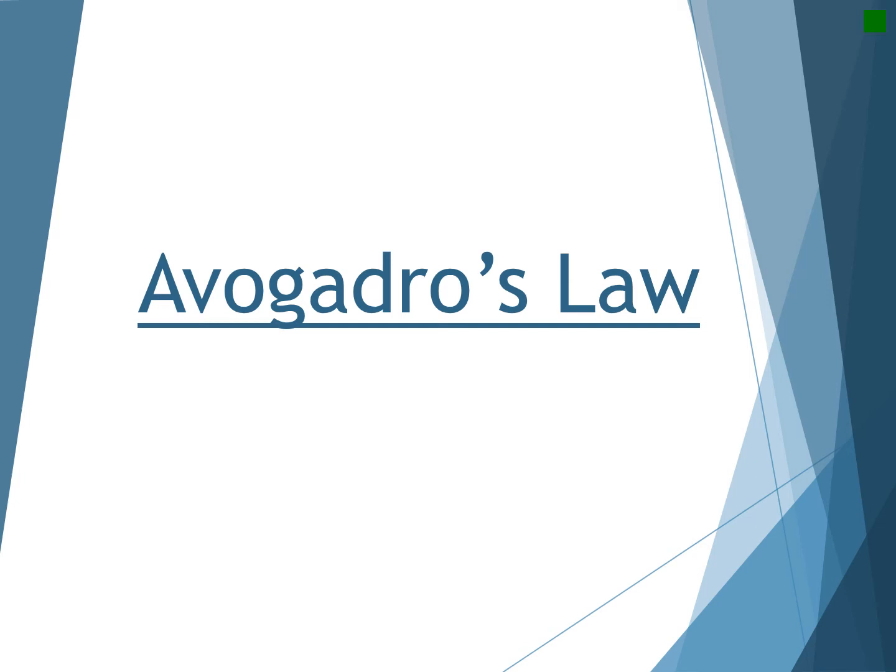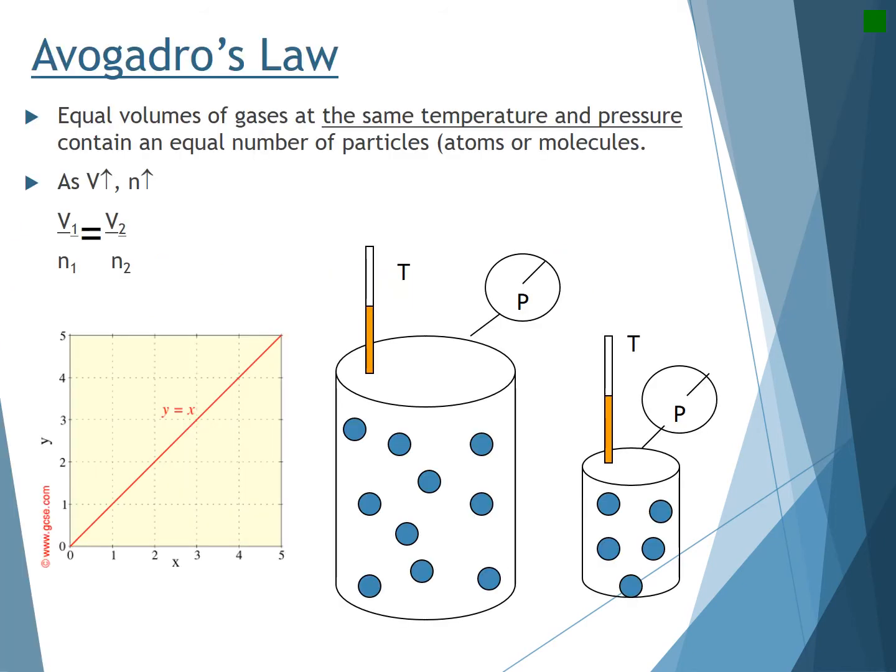All right, so now what we're going to be talking about is Avogadro's law, and Avogadro deals with the mole. What Avogadro's law states is that you will have an equal volume of gas if the temperature and pressure are the same, and then you will also have an equal number of particles. So if you have the same number of particles, you'll have an equal volume.